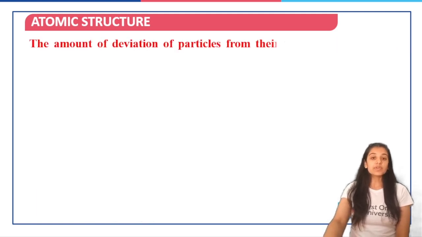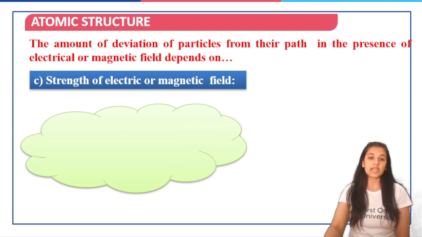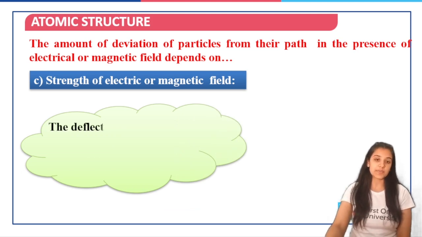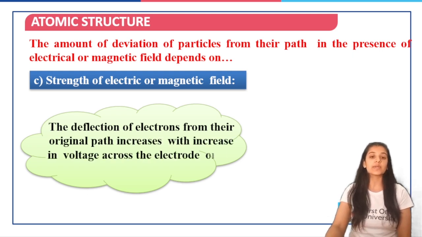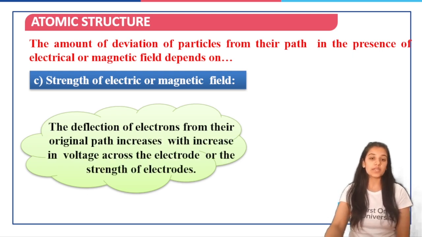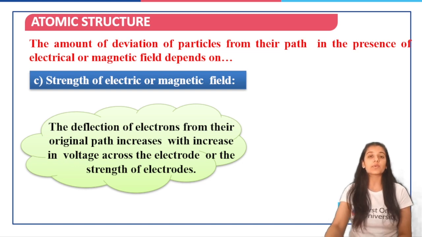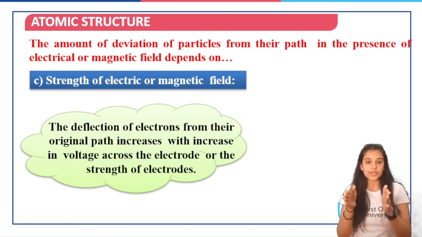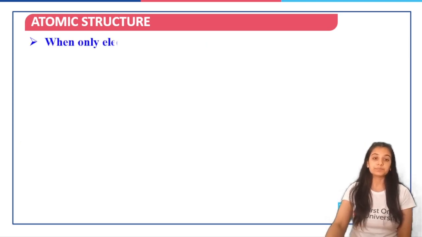The amount of deviation also depends on the strength of the electric or magnetic field that is being used. The deflection of the electrons from their original path is going to increase with the increase in voltage across the electrode or the strength of the field. The moment we increase the voltage or the strength of the field, we will have greater deflection of electrons from their original path.